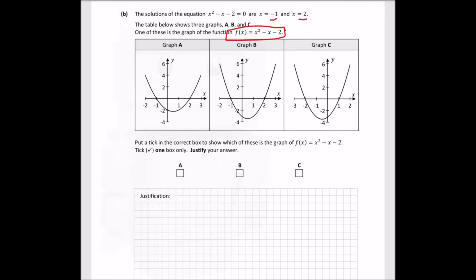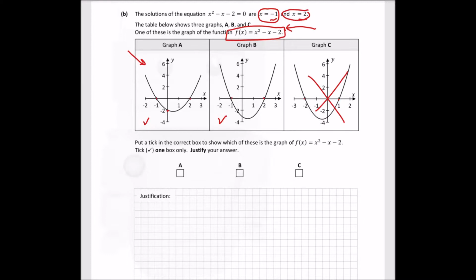Okay, well, first of all, we know that where the function crosses the x-axis is at minus 1 and 2. So let's see, this crosses at minus 1 and 2, so it could be that. This crosses at minus 1, so it could be that. And this crosses at minus 2, 1, so it's not that. And now I'm going to look for where it crosses the y-axis. So this crosses the y-axis at minus 2. So that means if I put in 0 for x in this equation, it should give me out minus 2 if this is the graph.